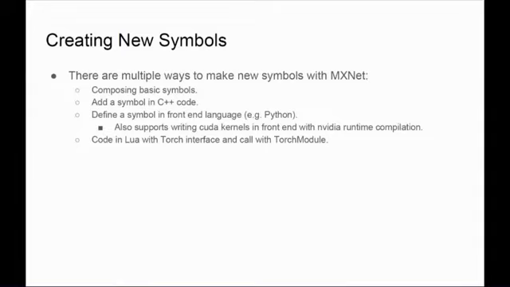Also, if you find yourself in need of new symbols that are not present in mxnet, you can create them in multiple ways. First, we have basic arithmetic computations. You can just compose those and get your new symbol. Or if that doesn't work, or you want more efficiency, you can define a symbol in C++ code by writing CUDA kernels. Or we have this mshadow library, which is similar to Eigen. It's basically a templated matrix library, and you can write those, and it will be able to run on CPU and GPU.